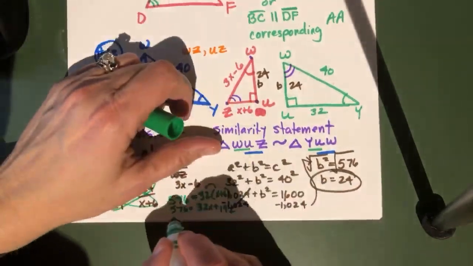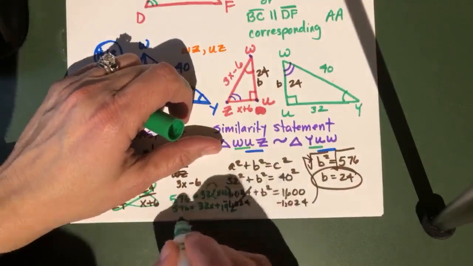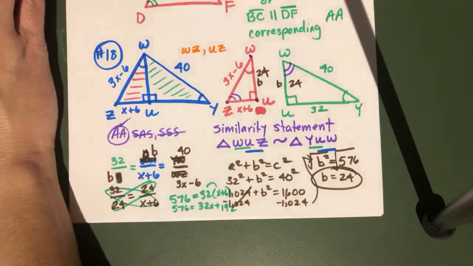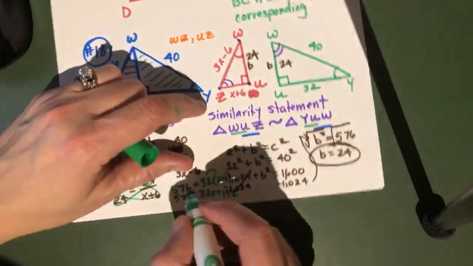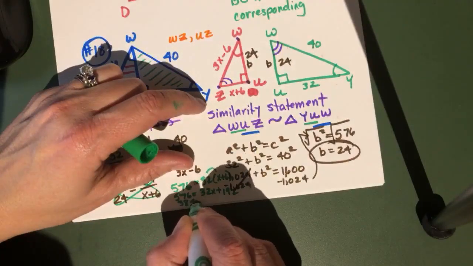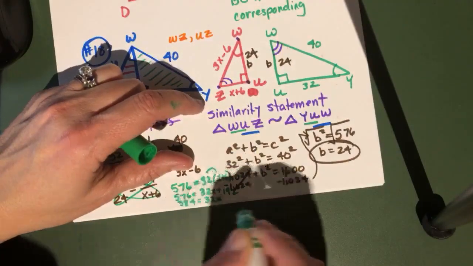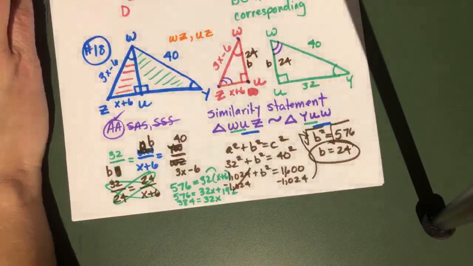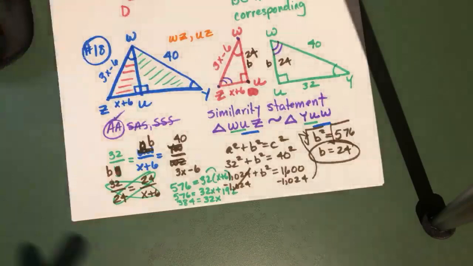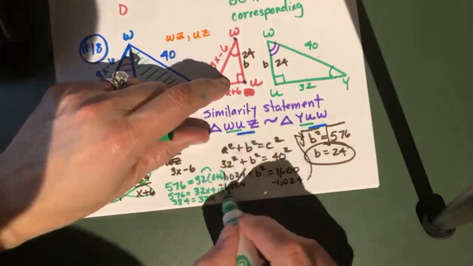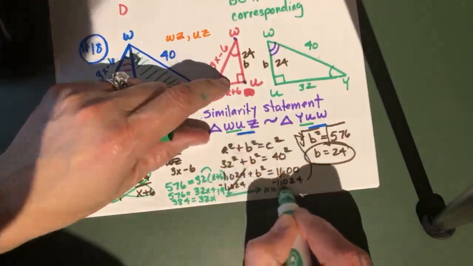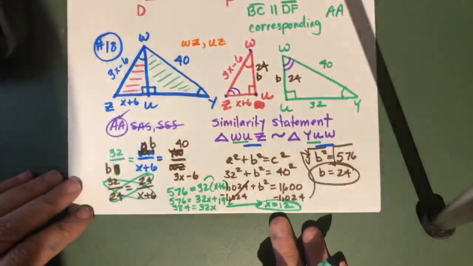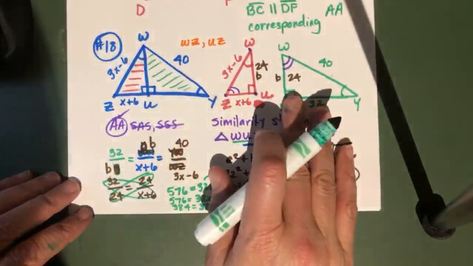I'm sorry, this is running out of room. I'm going to subtract 192 from 576, and that gives me 384. So 384 equals 32x, and then I'm going to divide both sides by 32. So x is 12. I apologize, this is so bad on this one. I'm so sorry. X is 12. But you had to use the Pythagorean Theorem.